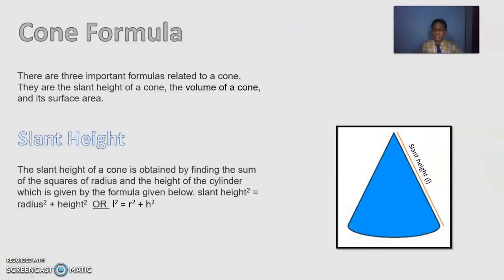Cone formula. There are three important formulas related to a cone. They are the slant height of a cone, the volume of a cone and its surface area. Slant height. The slant height of a cone is obtained by finding the sum of the squares of radius and the height of the cone, which is given by the formula given below. Slant height square equal to radius square plus height square, or L square equal to r square plus h square.